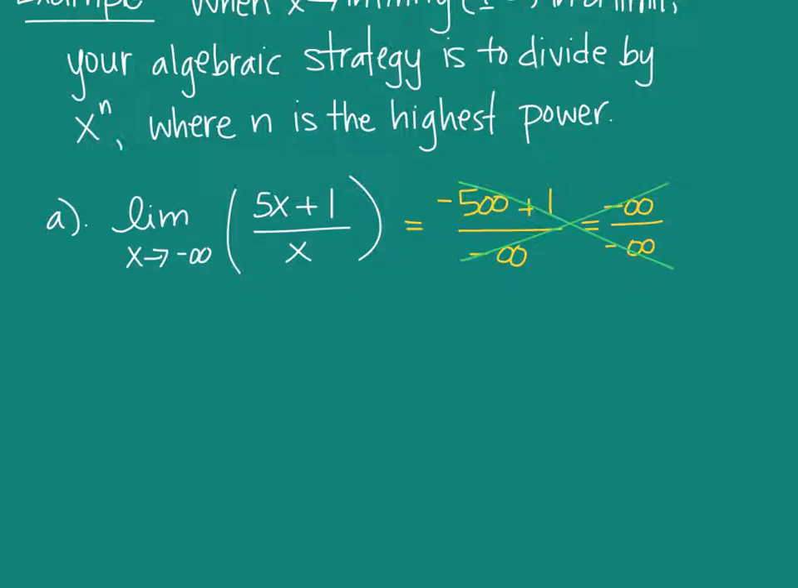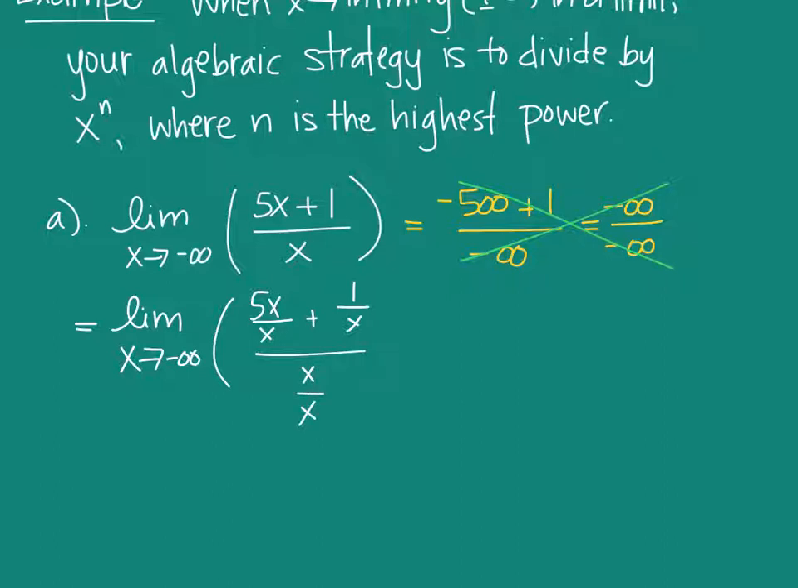Our algebraic strategy is to divide by the highest power of x, which in this case is what power of x? Just x to the first. As long as we're doing algebra, we keep our limit notation going. So it would be 5x divided by x, 1 divided by x, and x divided by x. We just divided everything by x.